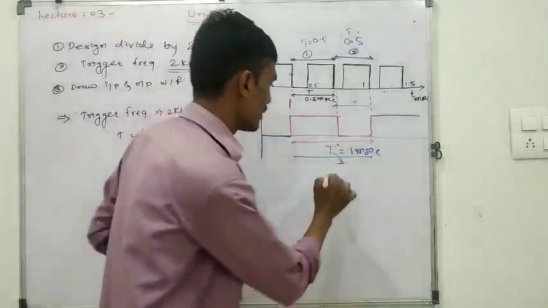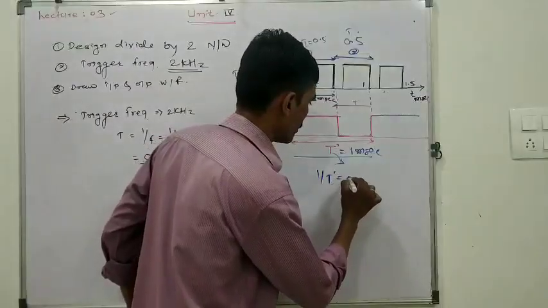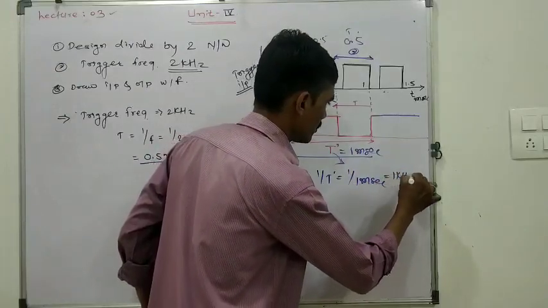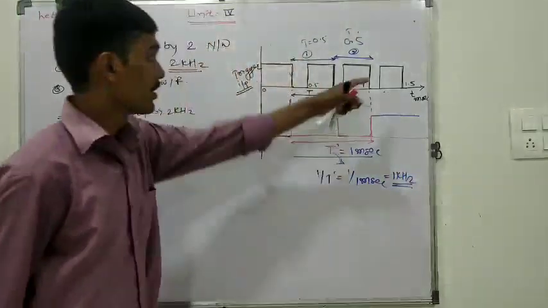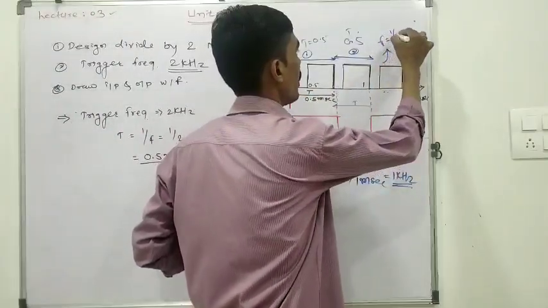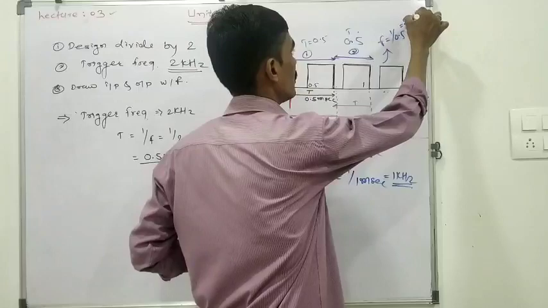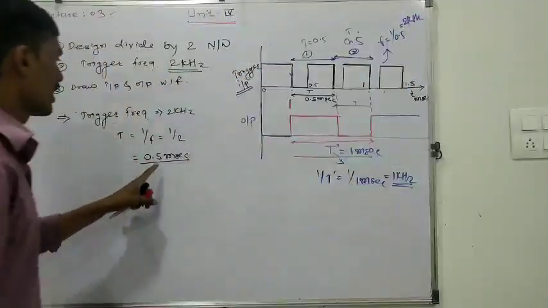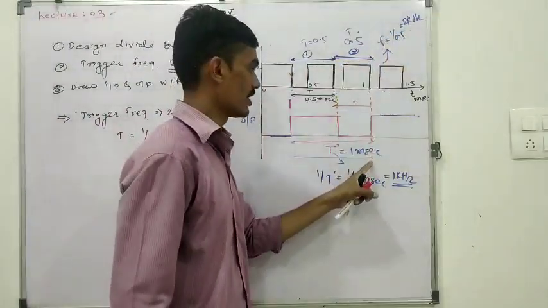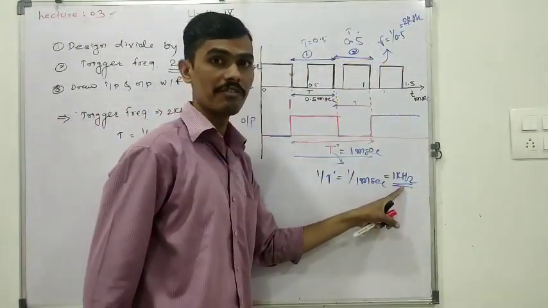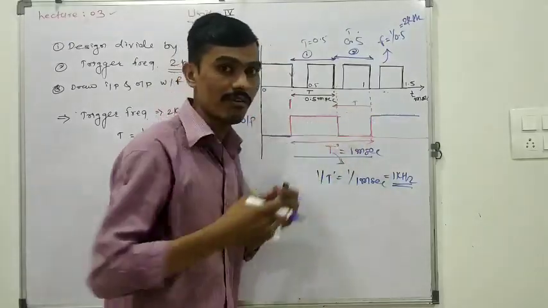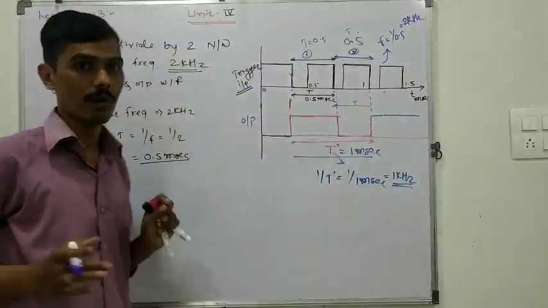If you take 1 upon T dash, it is 1 upon 1 millisecond, so it is 1 kilohertz. For this signal, its frequency is 1 upon 0.5, so it is 2 kilohertz. That we have already calculated. For 0.5 millisecond, its frequency is 2 kilohertz, and at the output end we are getting a frequency of 1 kilohertz. That much of output, or this waveform, we required at the output of this given problem.